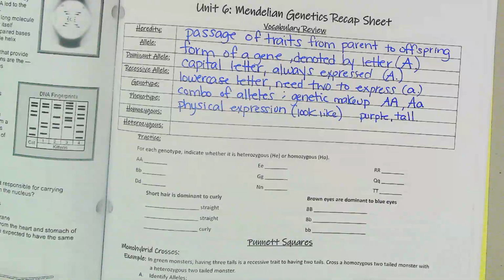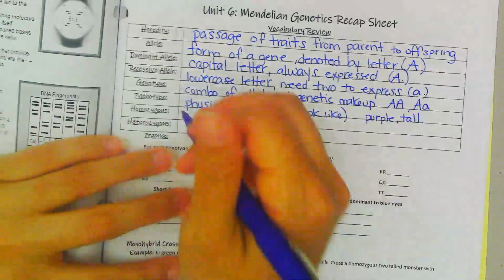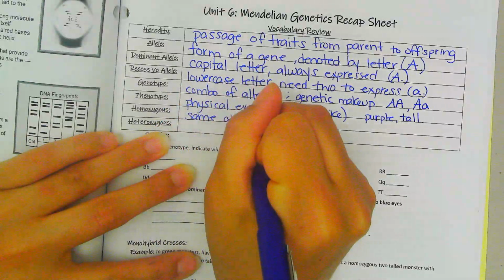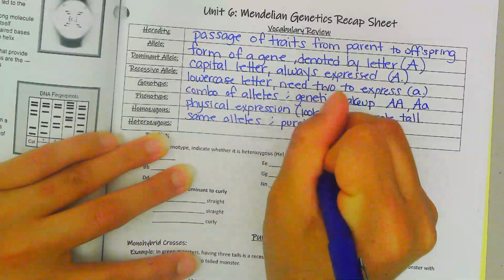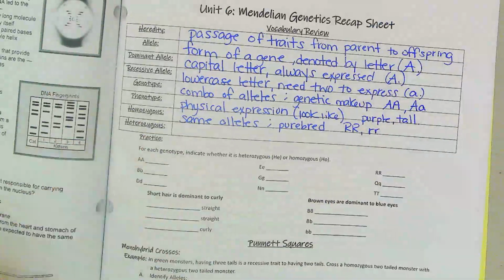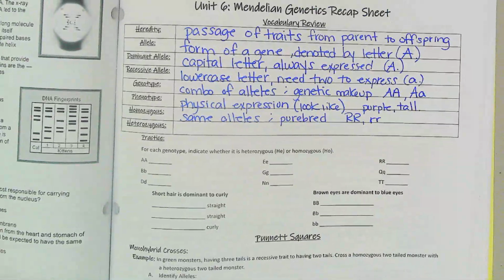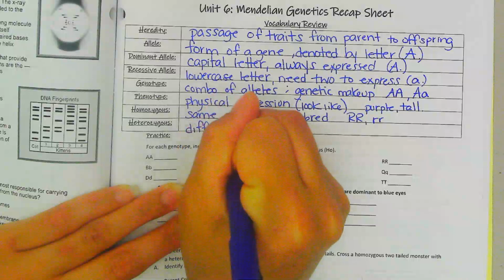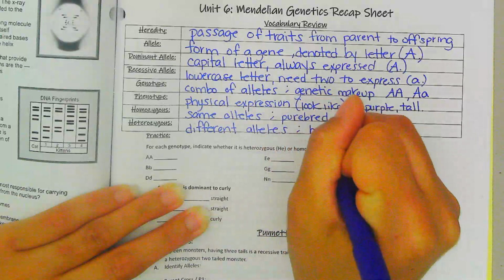What does it mean to be homozygous? What does homo mean? Same. This is the same alleles, otherwise known as purebred. Capital, capital, lowercase, lowercase. Homozygous recessive, homozygous dominant. What about hetero? Hetero means different, or a hybrid.